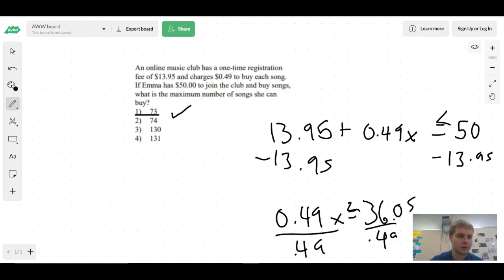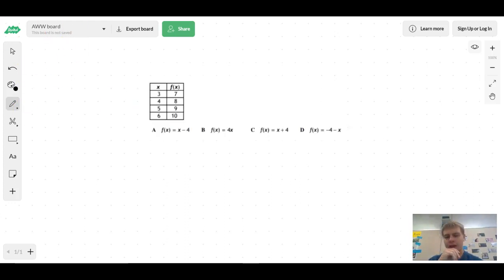Let's try the next problem. Okay, so for this one we're looking at this function table, and we want to know what equation matches this function table. So we just have to look at the pattern of what it's doing. So how does it go from 3 to 7, 4 to 8, 5 to 9, and 6 to 10?